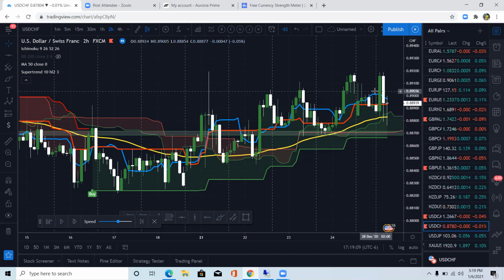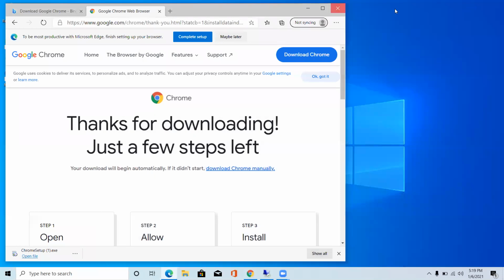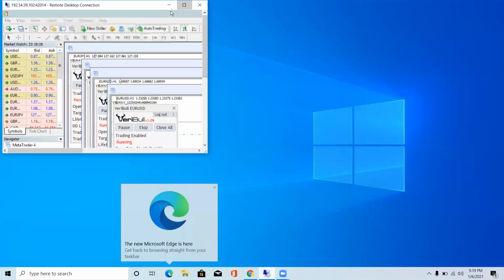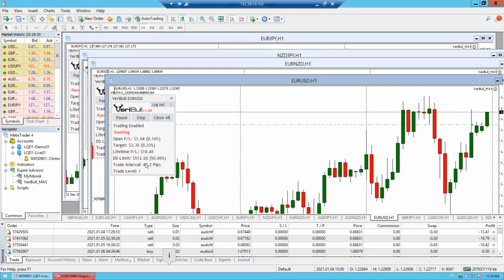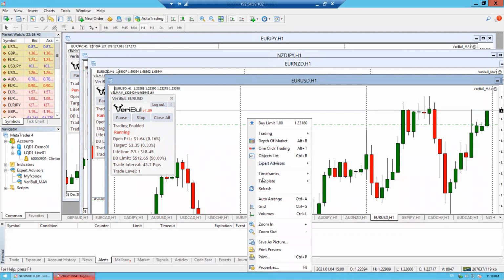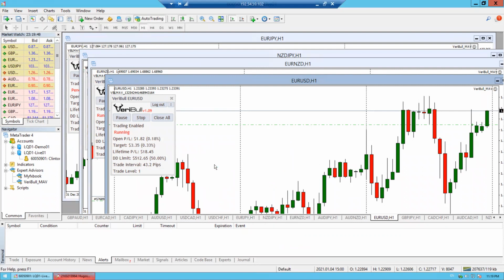So now that you know how to discern the trend and how to tell if the trend has changed and what confirmations to use, the next thing is how to actually change the settings in Veribull. So if we go here, go to remote desktop, let that load up. Right click on any chart, you can go to expert advisors and you can get back into the settings here and go into properties.